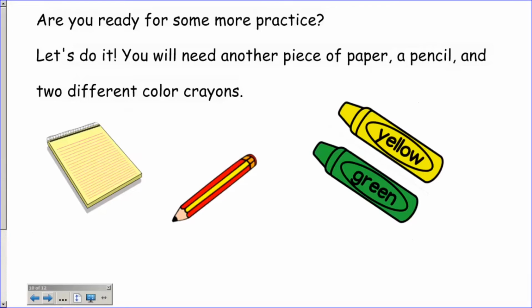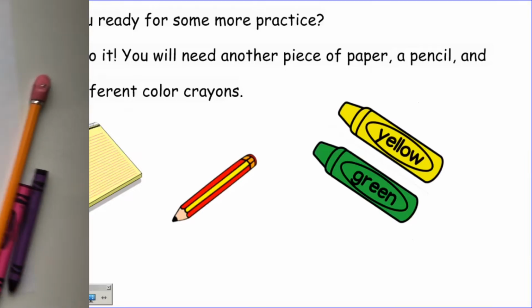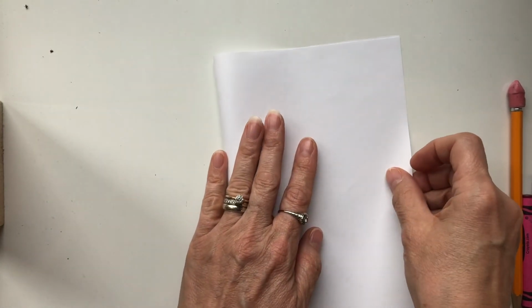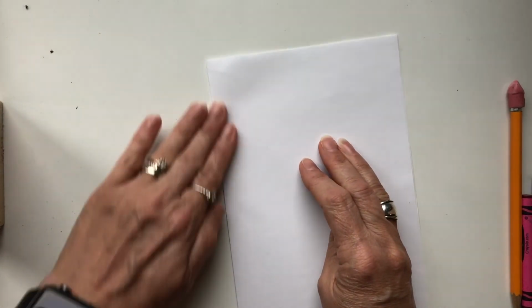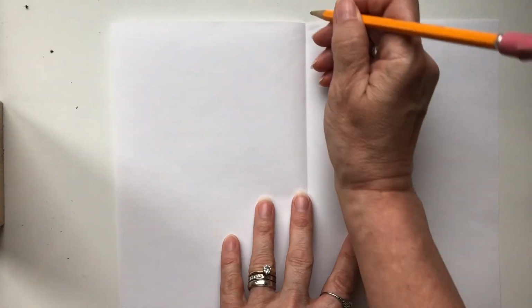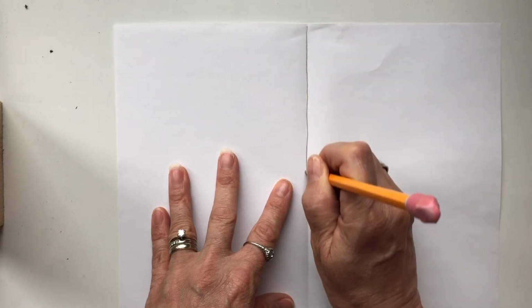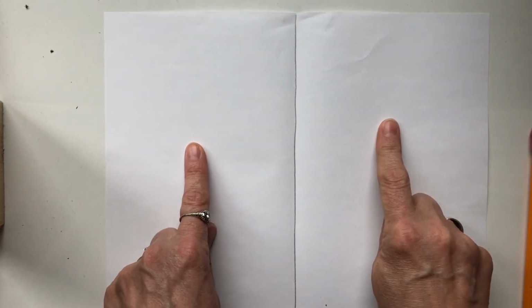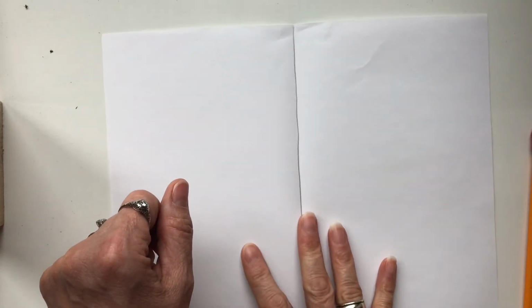Let's do it. You will need a piece of paper, a pencil, and 2 different color crayons. Let's get started by taking our paper and folding it like a book. And this time we're just going to open it up and draw a line down, which gives us 2 sections on our piece of paper to work on.